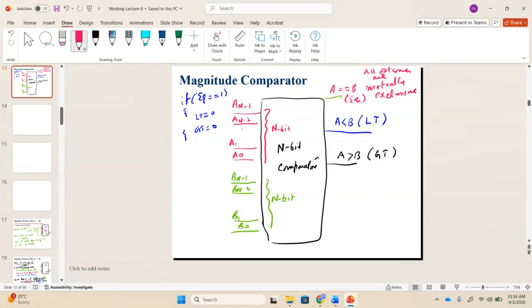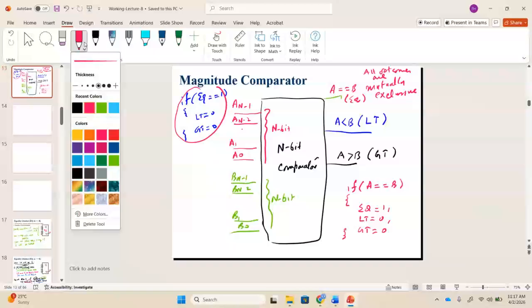Now can you see here? What will be the C++ code equivalent for this? Since they are all mutually exclusive, if A is equal to B, this implies that equal is equal to 1, and LT will be 0, and GT will be 0. So we can say if equal is equal to 1, this implies that LT is equal to 0 and GT is equal to 0.